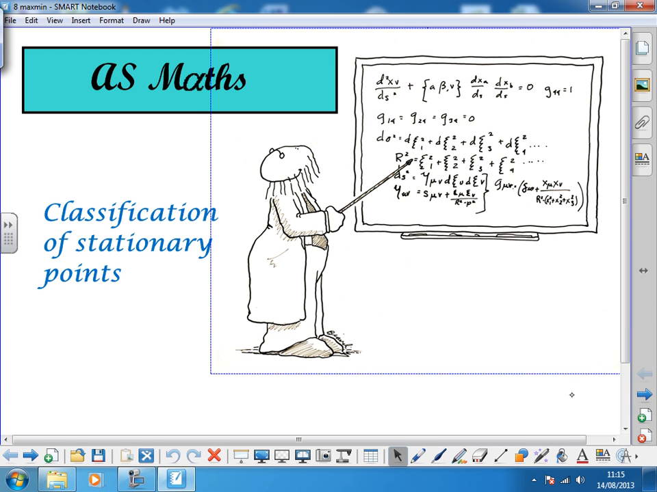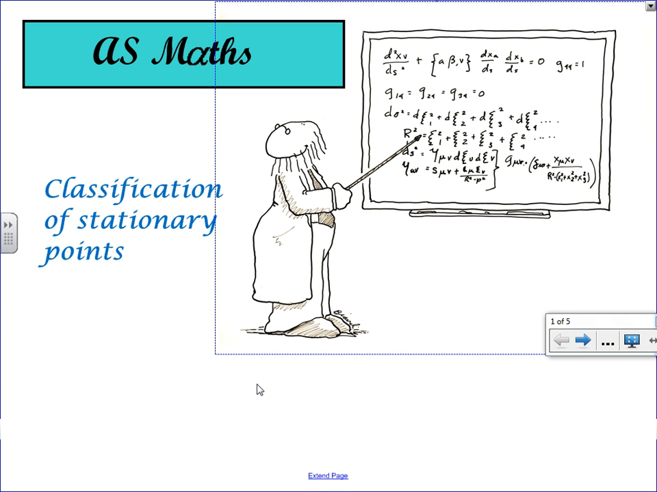So stationary points is another way of saying a turning point. It's basically where a graph is not going up or down. So this graph is going up, up, up, and then it doesn't stop, but it turns, and then it goes down, down, down, then it turns, and goes up, up, up. So this point here is a stationary point, not going up or down. This point here is a stationary point, not going up or down.